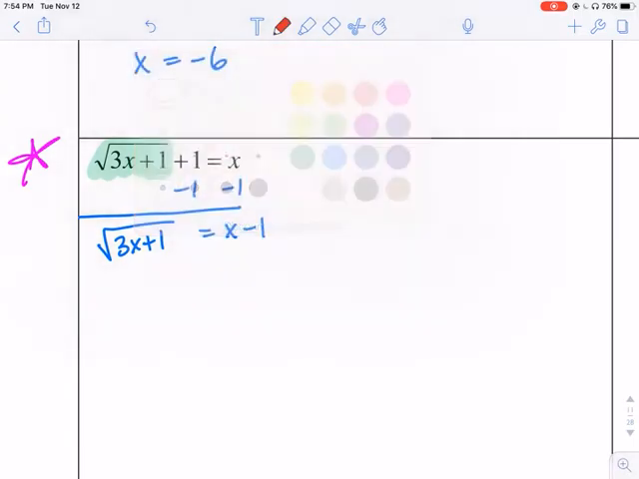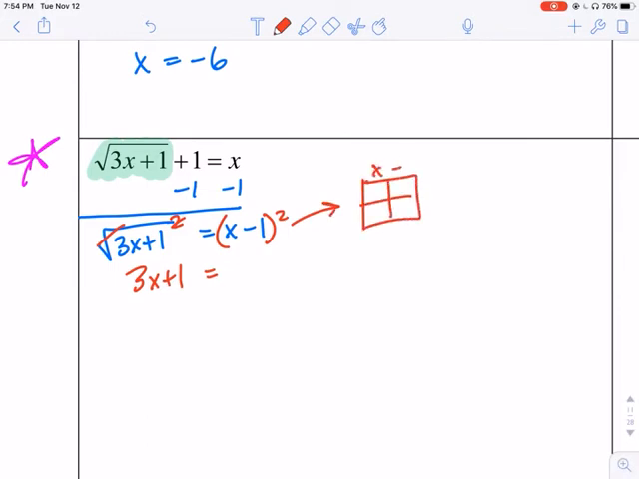From there, I need to square both sides to get rid of the square root. So I'm going to square both sides here. It's going to leave 3x plus 1. And then this is really like the box, right? So x minus 1, x minus 1. If you complete the box, you get x squared minus 2x plus 1. I see that there's an x squared term and x's that can't cancel, so I'm going to go ahead and move everything to one side, preferably the side that x squared is on.